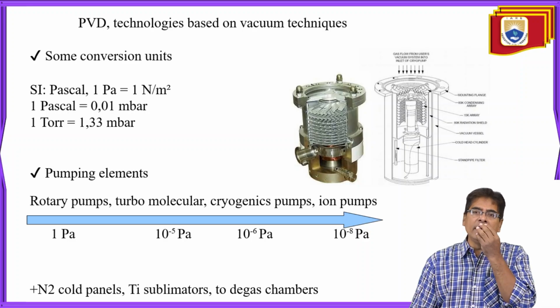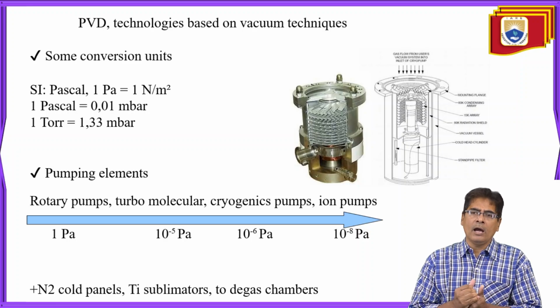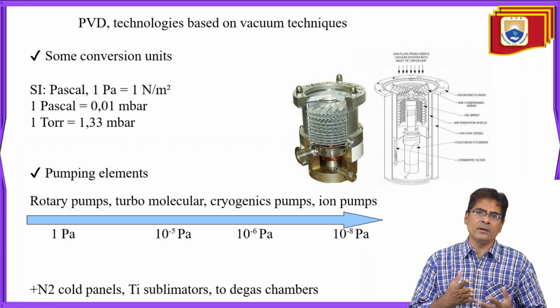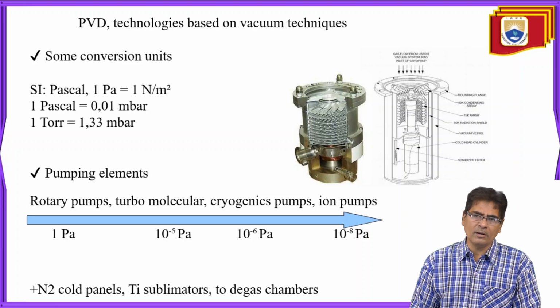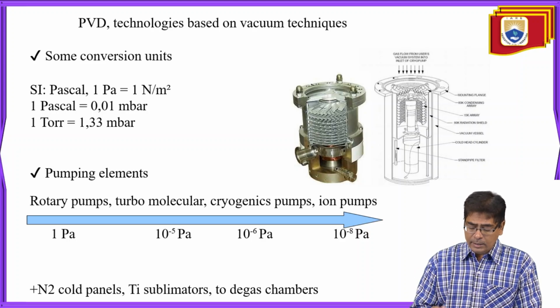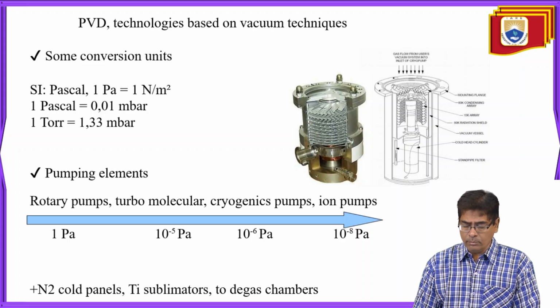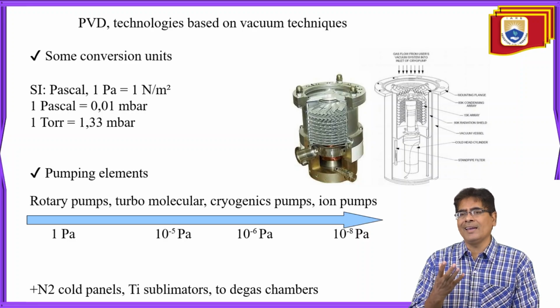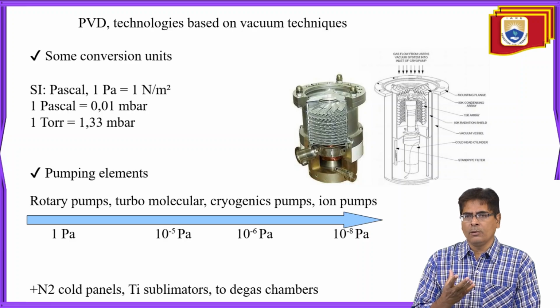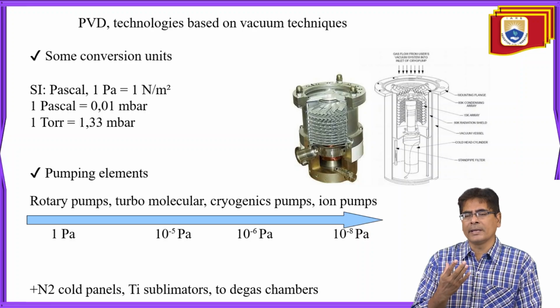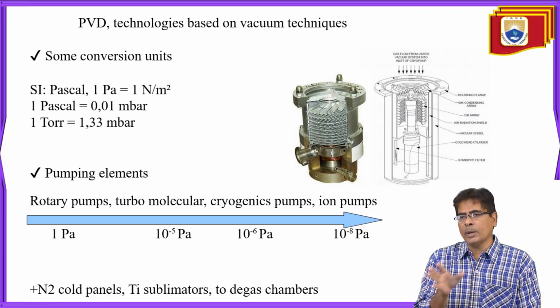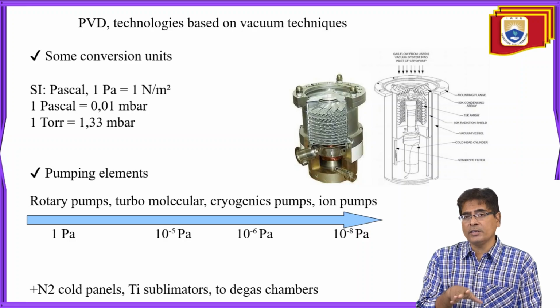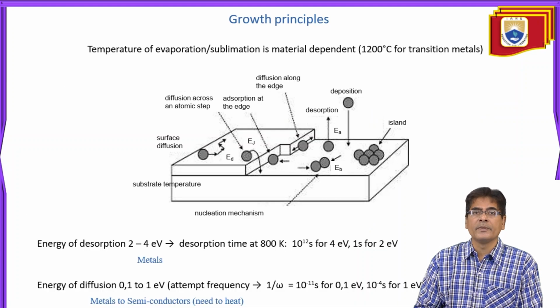That means we need different types of vacuum technology, like rotary pumps and diffusion pumps, to maintain high vacuum. Because all this deposition has to be done at high vacuum, to get the high vacuum we need to evacuate, and this evacuation can be done using a rotary pump.